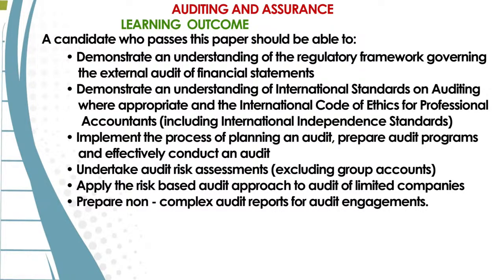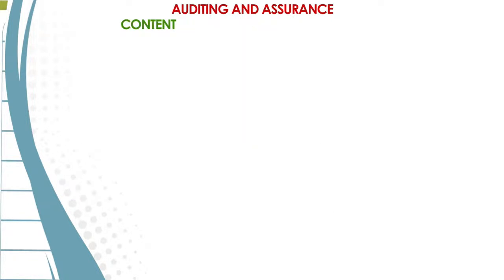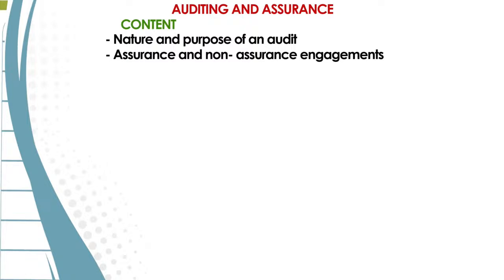That is what is required of you. By the end of this training, you should be able to carry out the functions that I've outlined under the learning outcomes. As I said earlier, there are 16 chapters. The first one is the nature and purpose of an audit. Number two, assurance and non-assurance engagements.